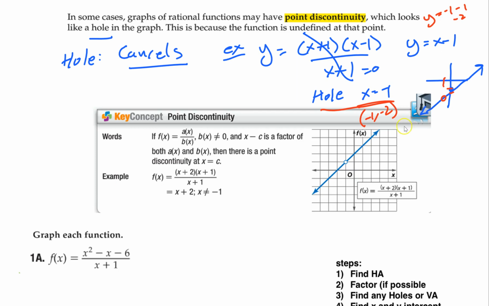So those are the three things you have to find: vertical asymptote, horizontal asymptote, and holes. Again, holes come from cancellation. So if stuff cancels, you have a hole. If they don't, you don't have one.